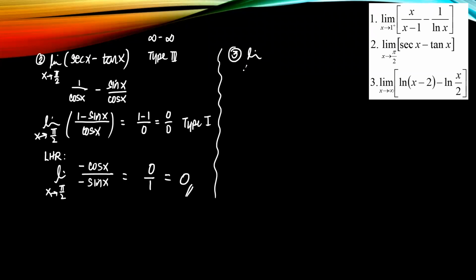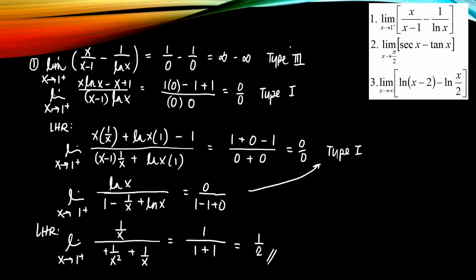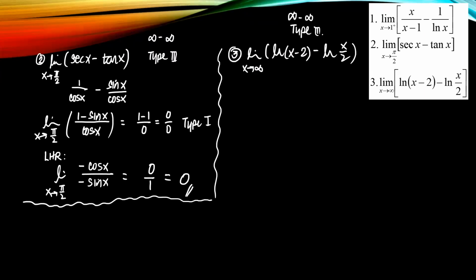The limit as x approaches infinity of ln of x minus 2 minus ln of x over 2. So here it becomes infinity minus infinity. So that's type number 3. So what we do here, guys, is this. For number 3, you don't have any denominator to make it just like in number 1. We don't have an LCD. Secondly, it's not trigonometric. You can't make it over cosine, over sine, or whatever.